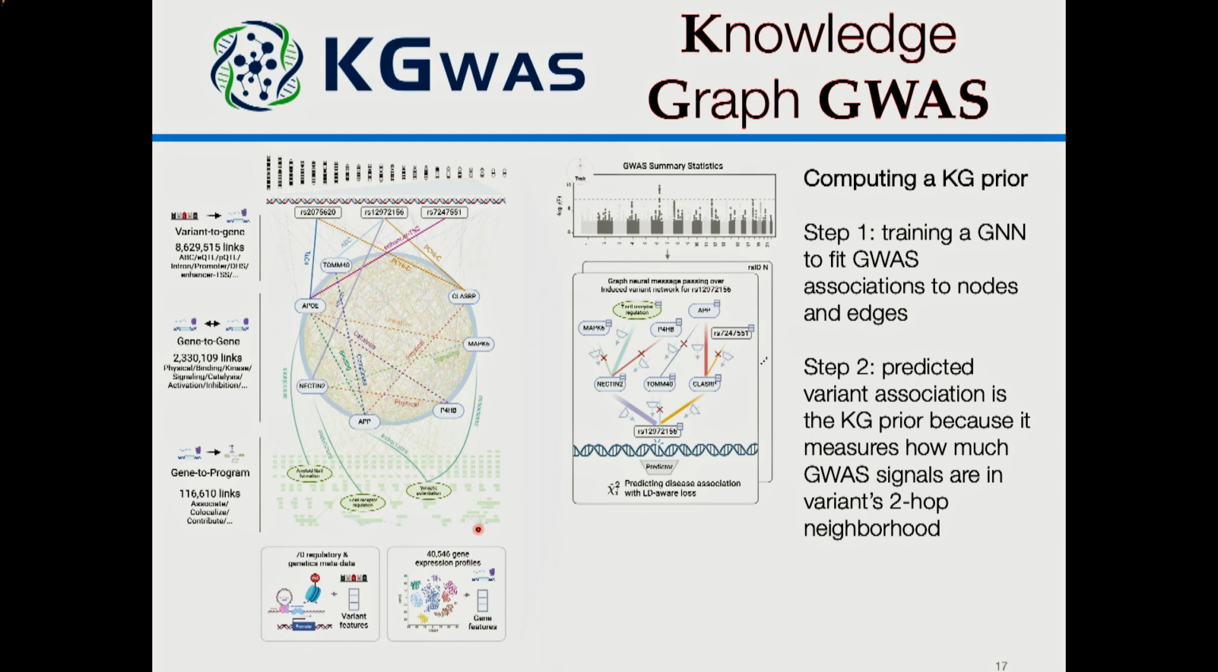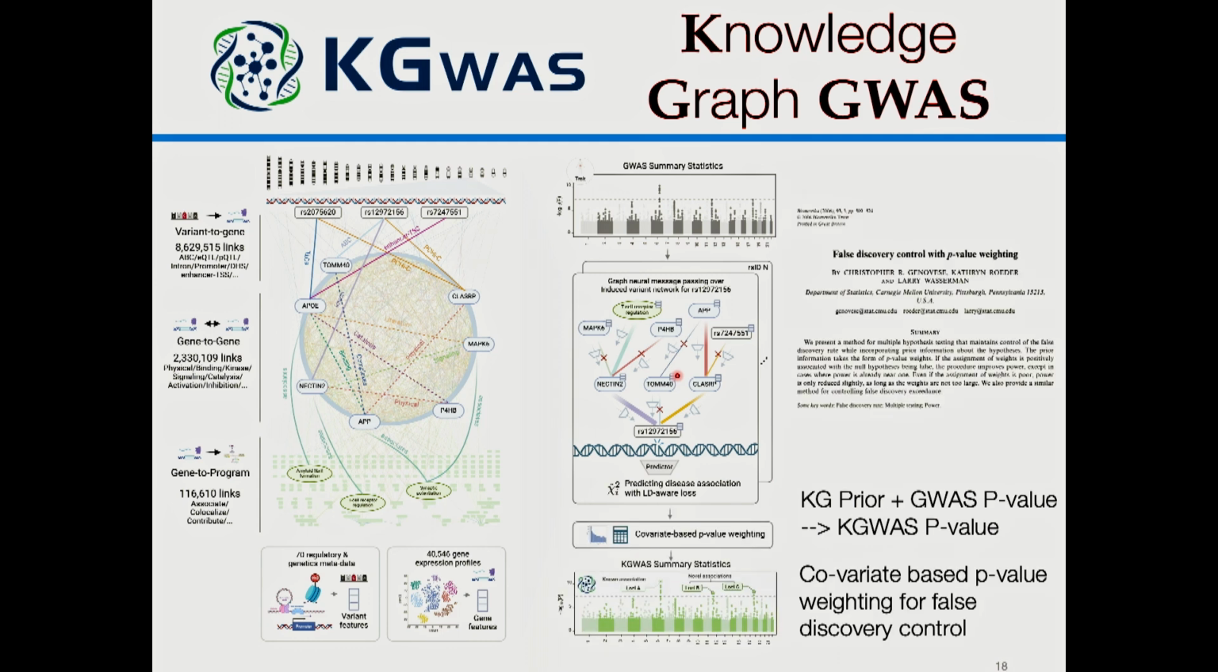And then in step 2, we predict the variant association for every variant based on the knowledge graph information. You can think of it as, if you look at the local 2-hop neighborhood of a variant, it basically picks up how much this local neighborhood has enriched disease associations. And this predicted variant association can be used as the knowledge graph prior score that can be used to adjust the p-values.